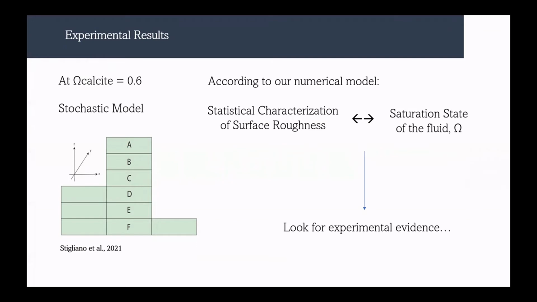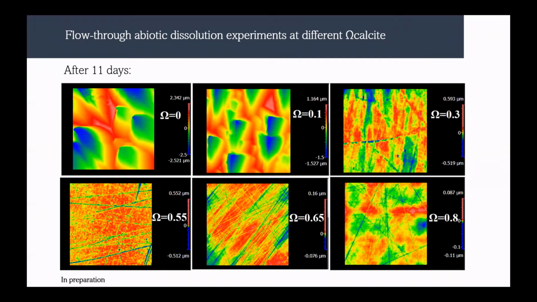And so what we did is to perform these flow-through experiments at different saturation states, from 0 to 0.8. And what we can see here, just by looking at the topography, is that some of them are clearly distinguishable, also by naked eye. But for some of them, especially when we don't have clear surface features, it is more difficult. So a quantification of this topography could be helpful to distinguish between them.